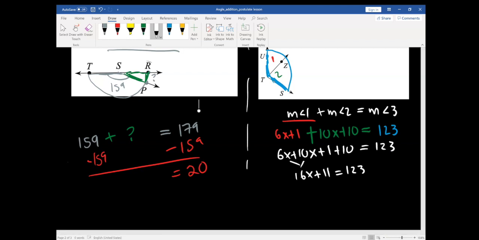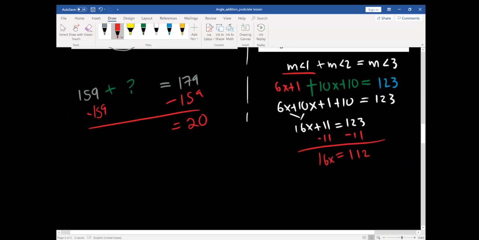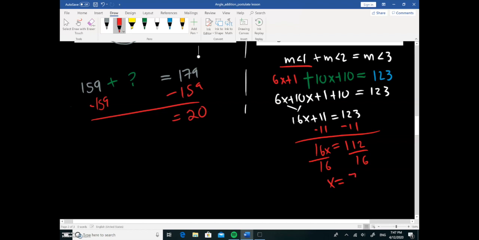And then here you have to use algebra, basically. You have to use the same methods we've been using before. So inverse operations to solve for x. So we subtract 11 from both sides because we want to isolate the variable. So that's going to give me, let's see, what is that? 112, and it's going to be 16x. And then from here, you divide by 16. 112 divided by 16. Let's see, what would that be? So x is equal to 7.